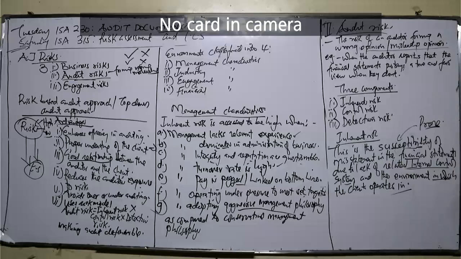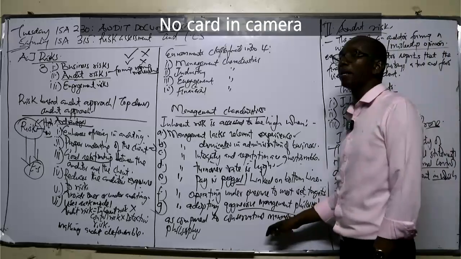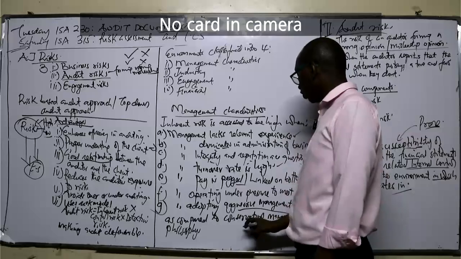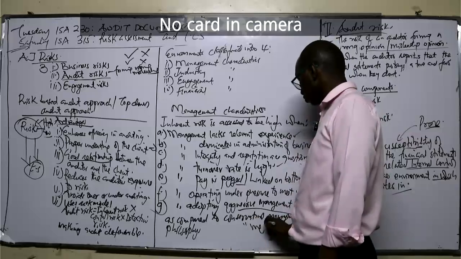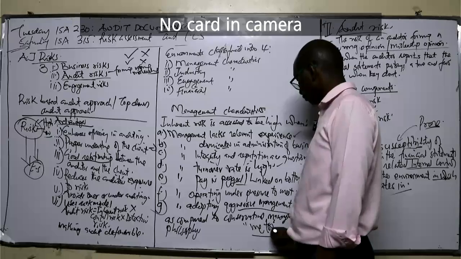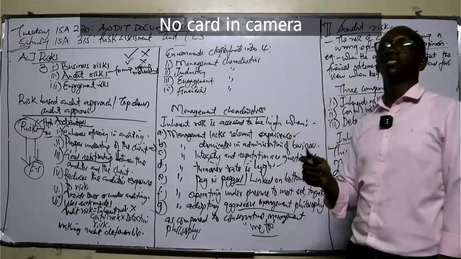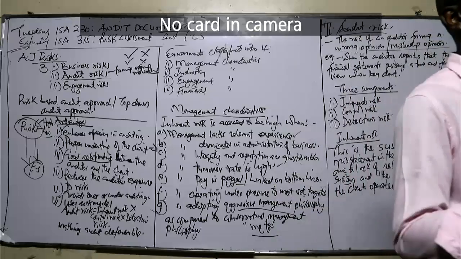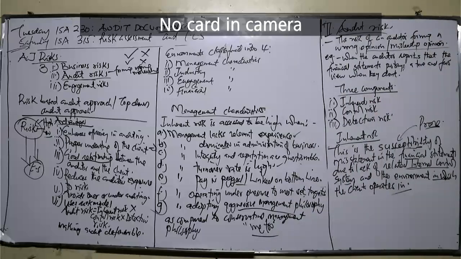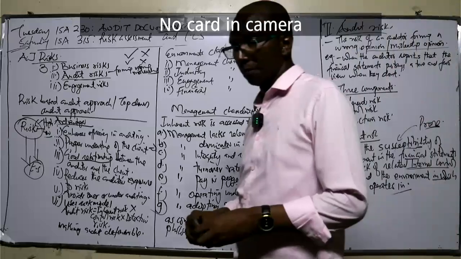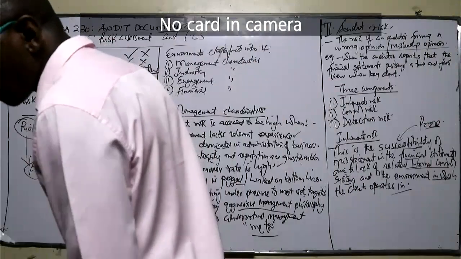Then conservative management are the ones who copy-paste, what we call the Me Too, because they copy-paste that which has already been tested and has proved to work. So we are on a risk. So get those points right.